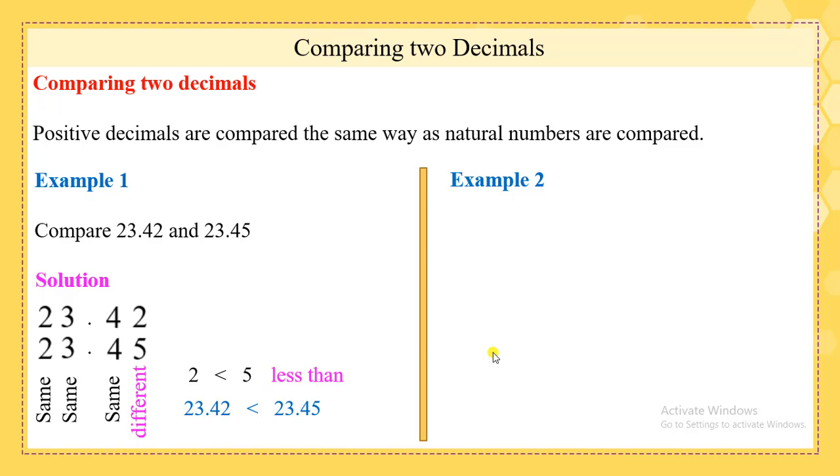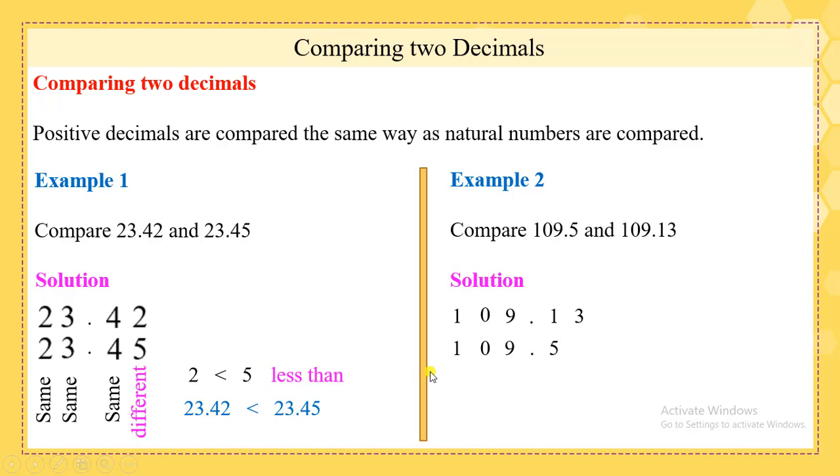Example 2. Compare 109.5 and 109.13. Arrange the decimal numbers above each other as we did in example 1, and now begin by comparing the highest digit in the whole number part. 1 is the same as 1. Move to compare 0. 0 and 0 are also the same. 9 and 9 are also the same.